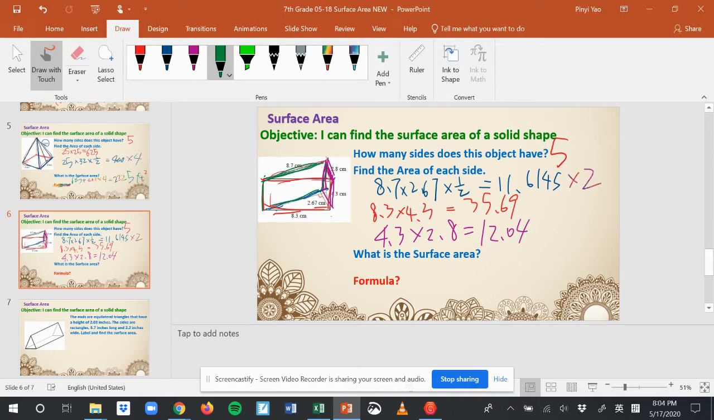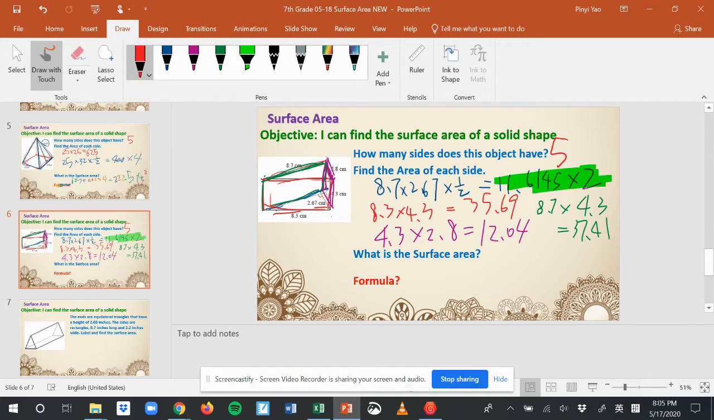Then we still have one more, which is this one on the back, but it's to the left. So we have that side as 8.7 times this height, which is 4.3. Multiply them together, that gives us 37.41. That's all the sides. Just this triangle one is going to have 2 because it has a top and bottom. That's why we multiply by 2.